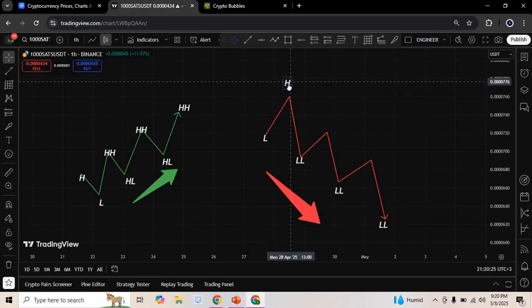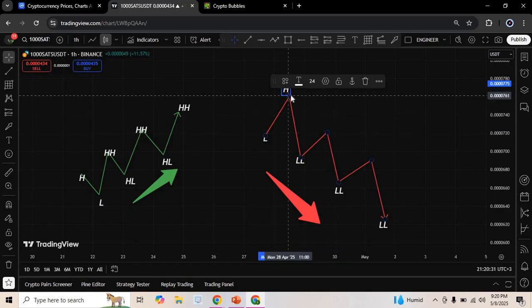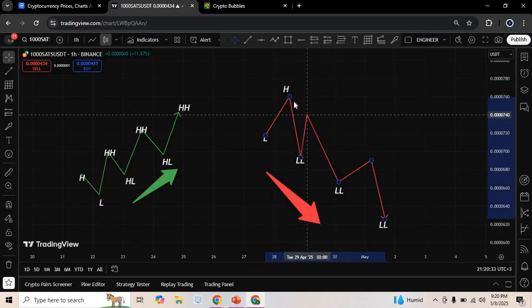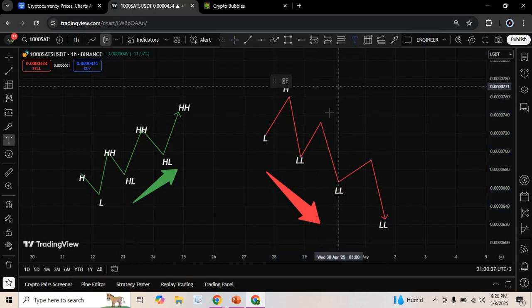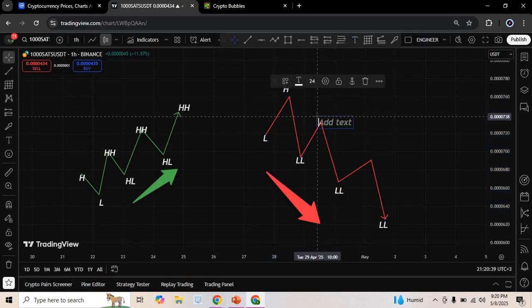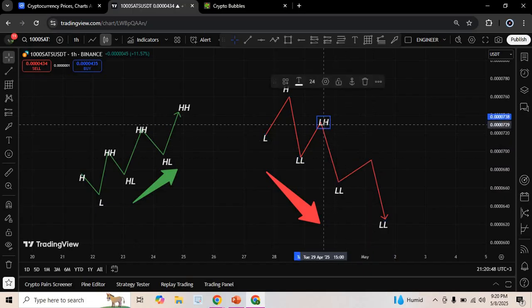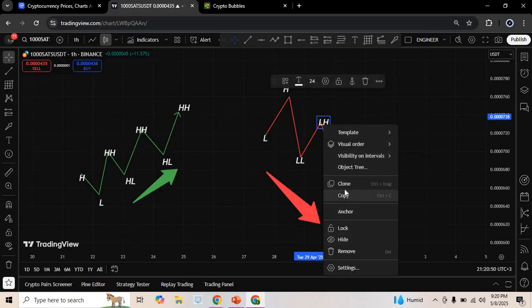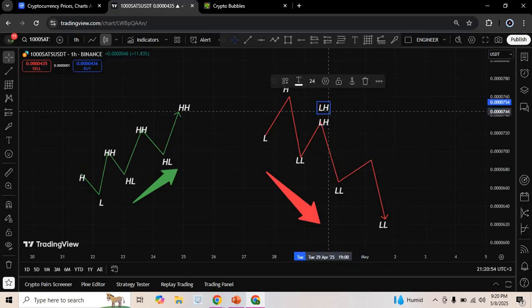Then we are having the high right here. This is a high, but it is definitely lower than this previous high right here. So it qualifies as a lower high. It's a high, but it is lower, so it is a lower high. The same thing for this. It's definitely a high, but lower than this one right here. So it also becomes a lower high.